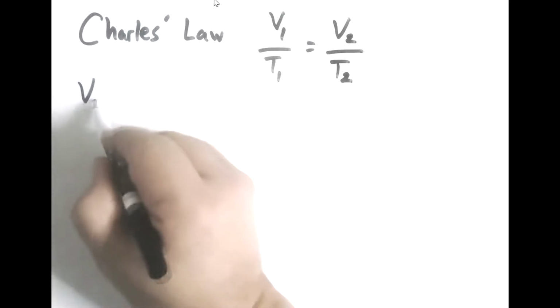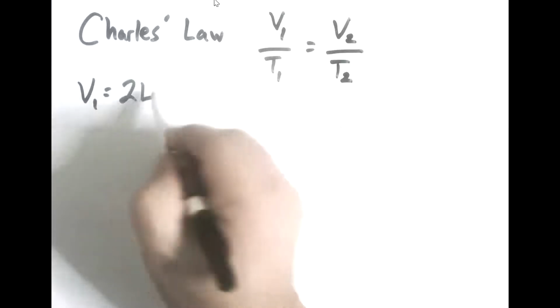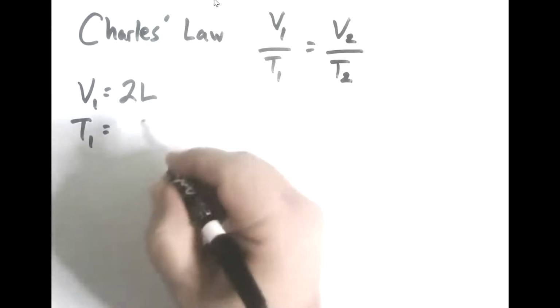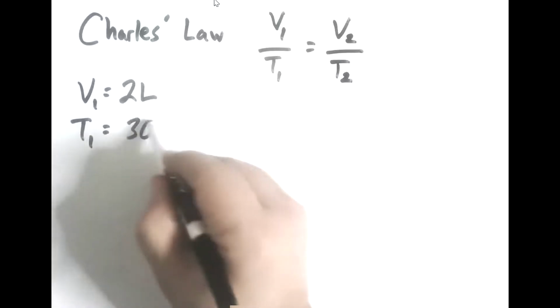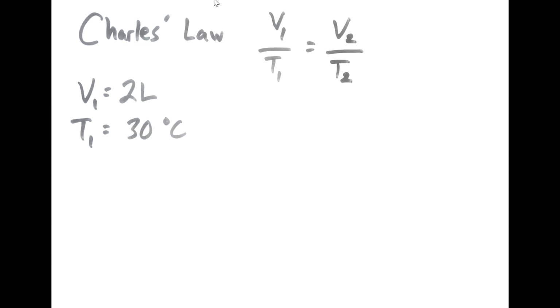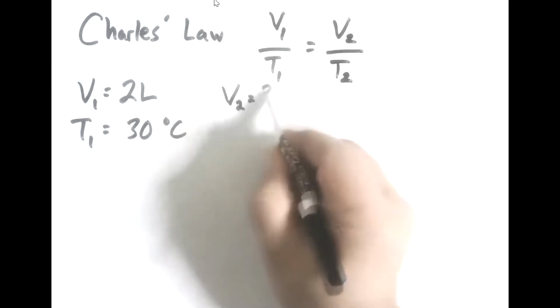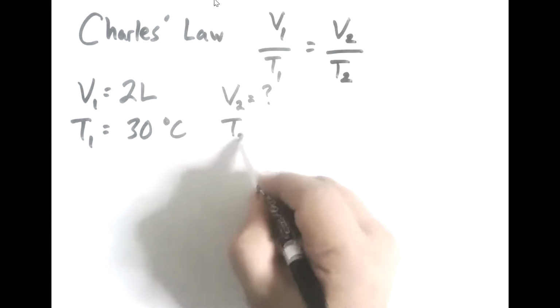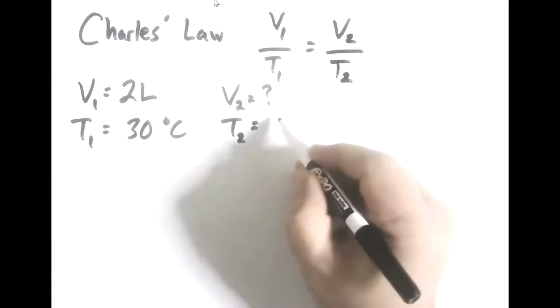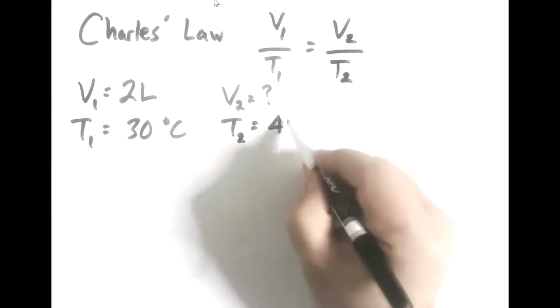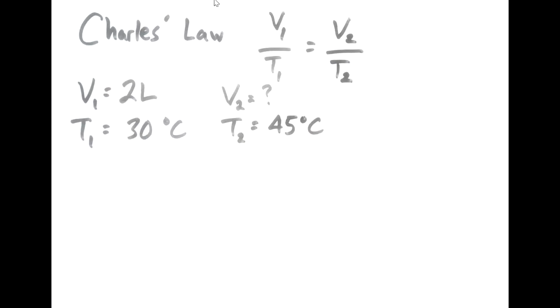Okay? So let's say our volume beforehand for some, say, balloon is 2 liters. And let's say that the temperature beforehand is 30 degrees Celsius. We'll use Celsius the first time. And let's say that the volume afterwards is unknown, but our thermometer tells us that the temperature in the room is quite a bit higher. And so the balloon must be at that same temperature after a while. Okay, so how do we solve it?